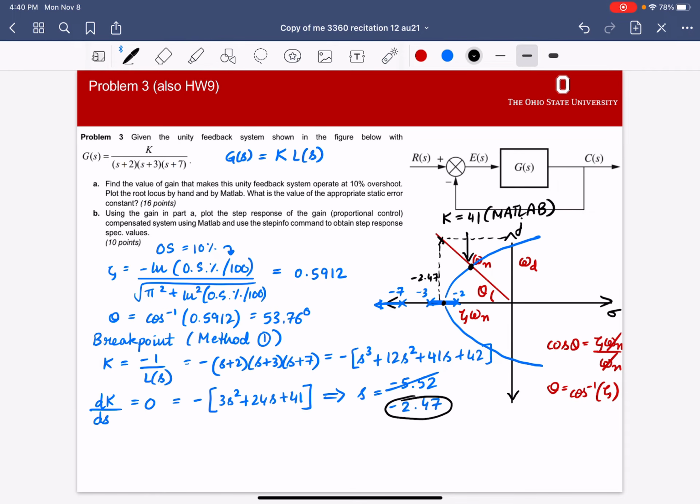And the point of just making the root locus by hand is also because that's something that they asked you to do. If that was not asked, then you could have just used MATLAB for the entire problem. And now the final part that they're asking us here is what is the appropriate static error constant. So this is nothing but your static position error constant.